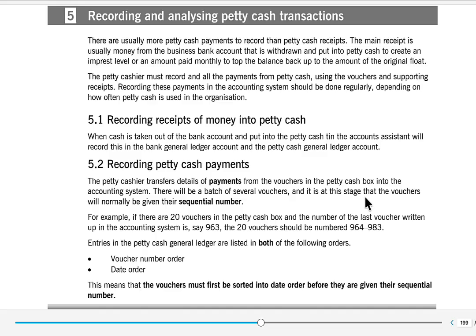Quick final summary of Lesson 5.2. Lesson 5.2 teaches us that petty cash payments are recorded using petty cash vouchers. The vouchers are collected in the petty cash box. They are recorded in batches in the accounting system. They should be sorted by date first. Then they should be numbered in sequence. Each payment is then entered transaction by transaction. That is the complete meaning of Lesson 5.2.